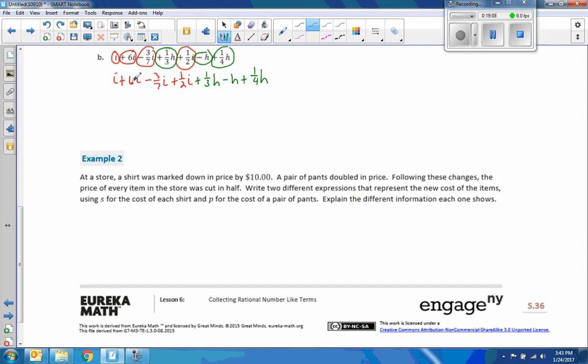I plus 6I is a like term because they're both integers, and it's 7I. I can add these two.